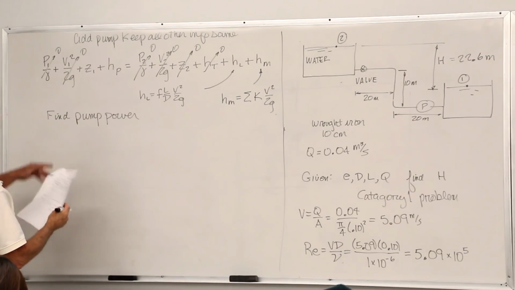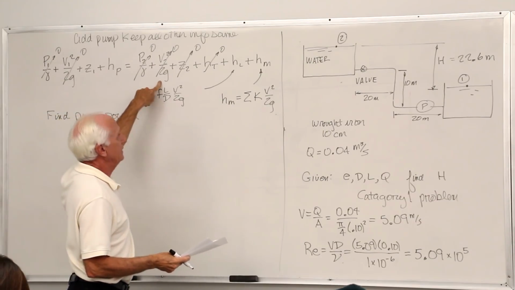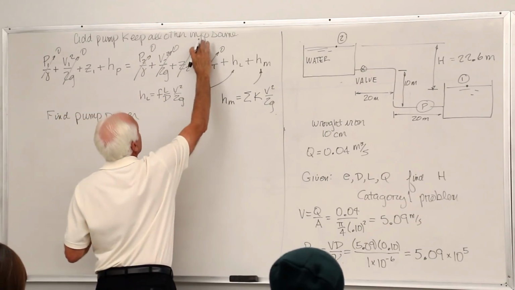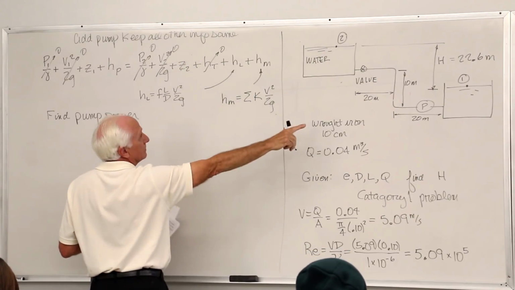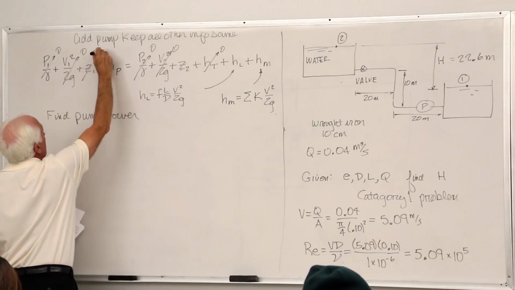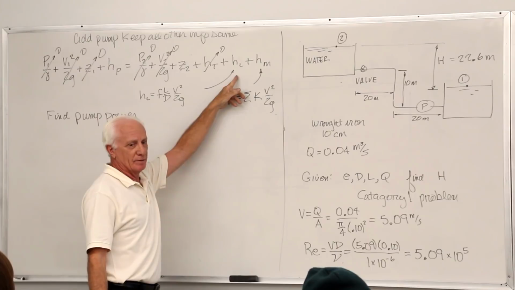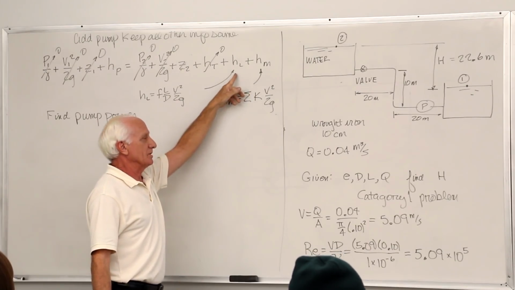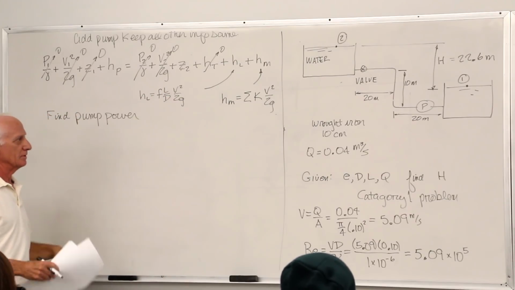Okay. P1 0, V1 0, P2 0, V2 0, Z2 H, 22.6. Z1 lower reservoir 0. Still minor losses. Of course there's piping. Is there still pipe loss? Yes there is. Still minor loss? Yes there is. Valve, 2 fittings, entrance, exit, and so on and so forth.